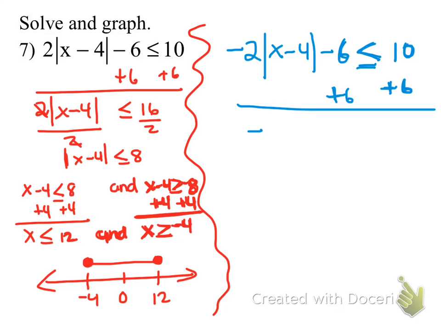Okay, so I'm going to add 6. I'm going to do this on the board. I add 6 to both sides. I'm left with negative 2 times the absolute value of x minus 4 is less than or equal to 16. Oops, I shouldn't have the negative 6. I already got rid of that.